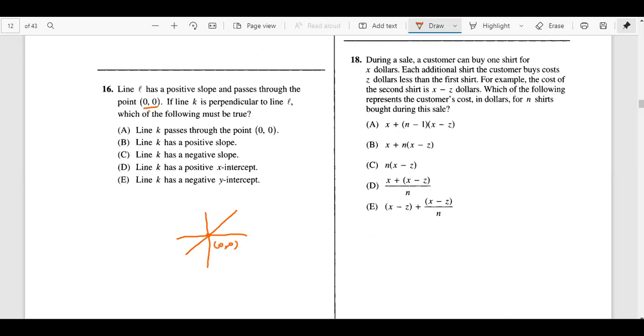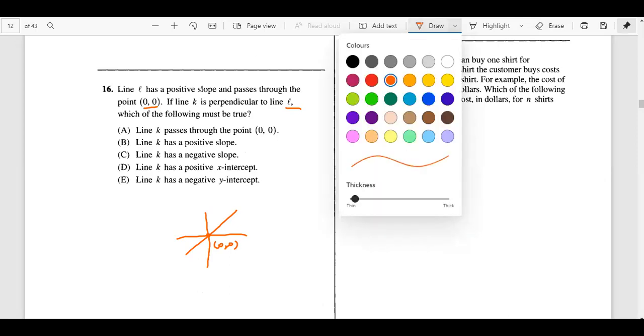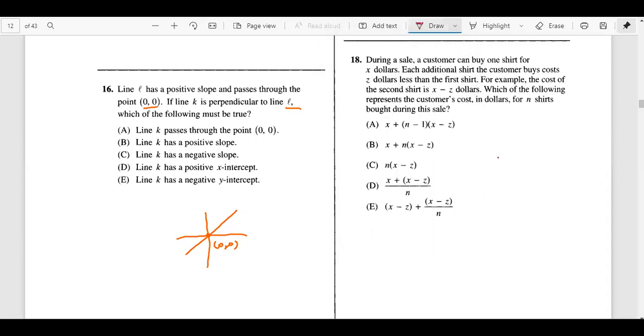If line K is perpendicular to L, now we have another line, K, and that line K is perpendicular to L. The only thing that we have been told is that L and K are perpendicular. So it could be that this is L, and K is over here, here, here. So it can be anywhere, but it would be perpendicular, right? And all these pink ones are K.